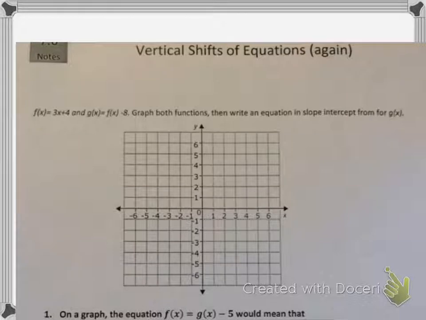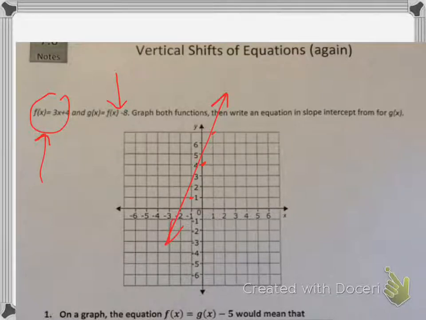The first thing it says to do is it says f of x is 3x plus 4 and g of x is f of x minus 8. Graph both functions, then write an equation in slope-intercept form for g of x. So my first equation is 3x plus 4. I'm going to start up at 4 and draw a point. Then from there I'm going to follow my slope, which is up 3 and over 1. So my line's coming through my ordered pairs just like this.